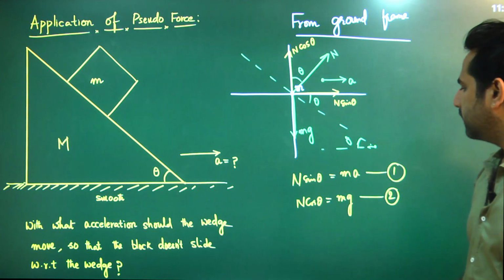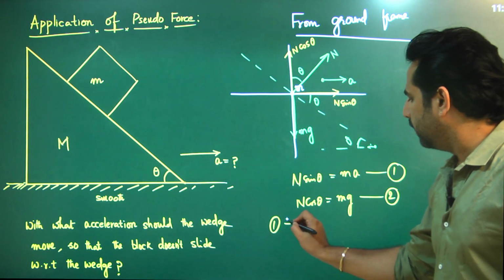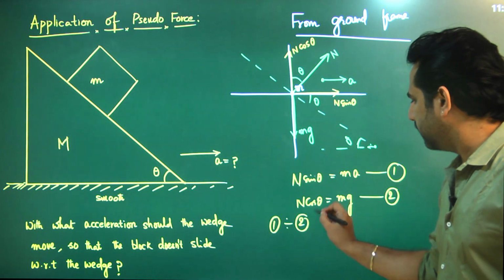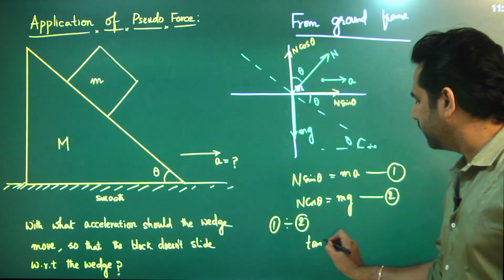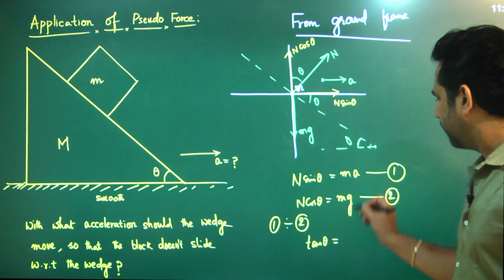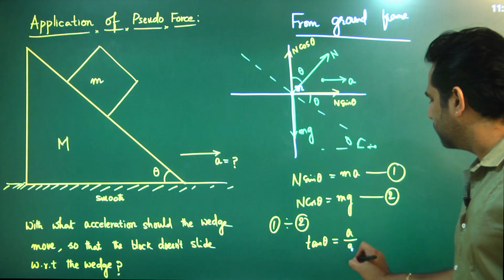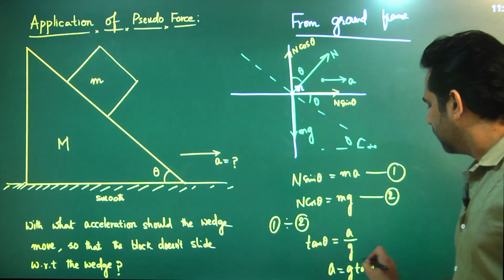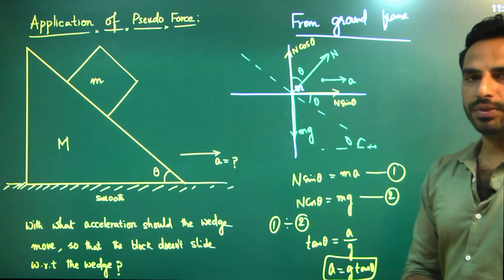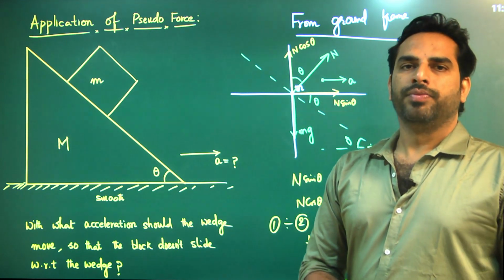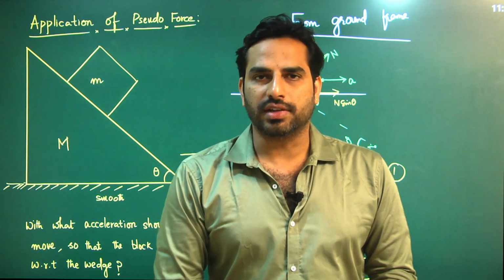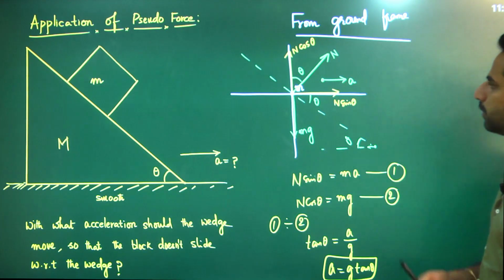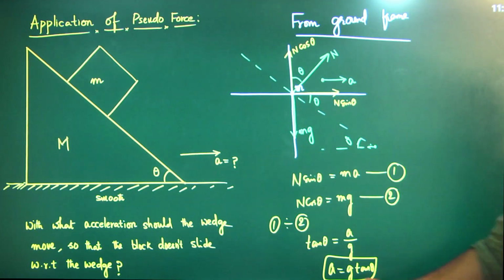Anyway, you can interpret this. Now equation 1 divided by equation 2: sin theta by cos theta is tan theta. You got rid of N, and on the right-hand side it is a by g. So a is equal to g tan theta. If the wedge moves with an acceleration equal to g tan theta, the block does not slide with respect to the wedge. So this is how we work out from the ground frame of reference.